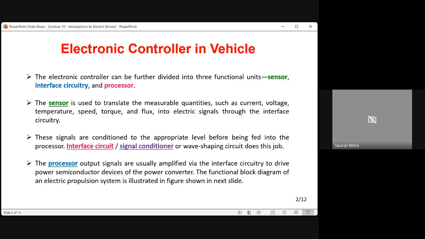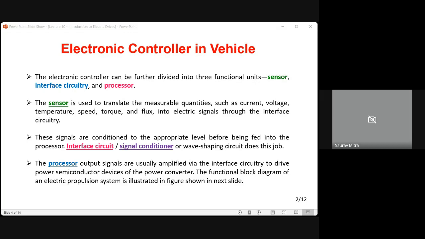But one thing is that these signals are very coarse, not very polished signals. So every time we are capturing some signal, we have to shape it, or prepare the signal for proper recording, for proper storage. Those circuits are called signal conditioners or wave shaping circuits. So first is the sensor. This is picking up the signals, which are not in a very polished, perfect form. So they are converted to a proper signal by means of the interface circuit.